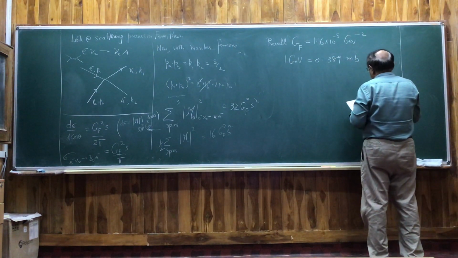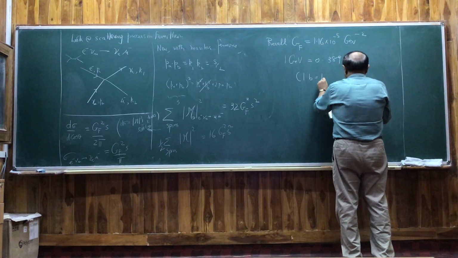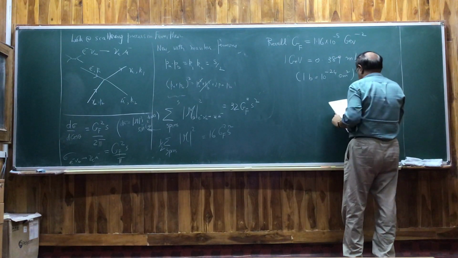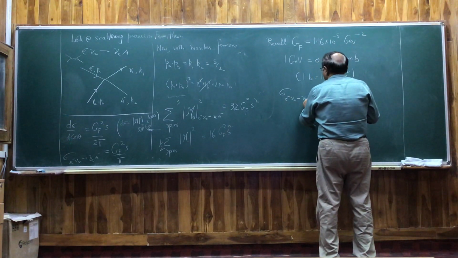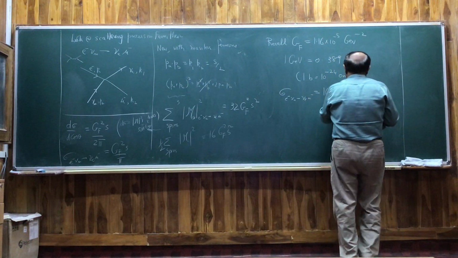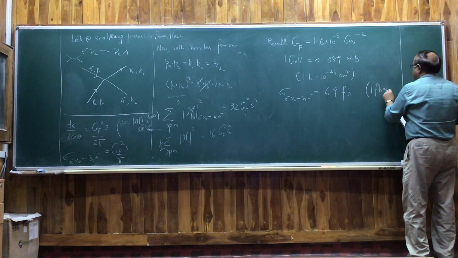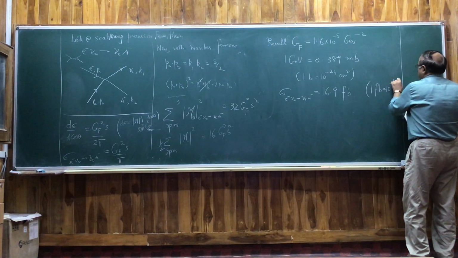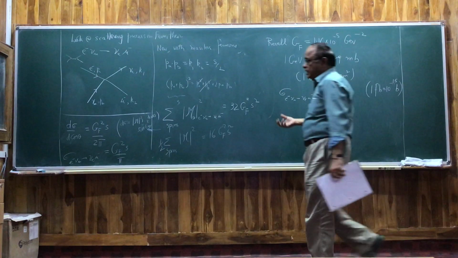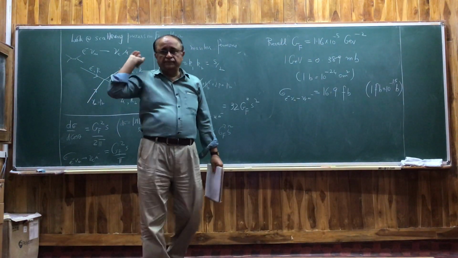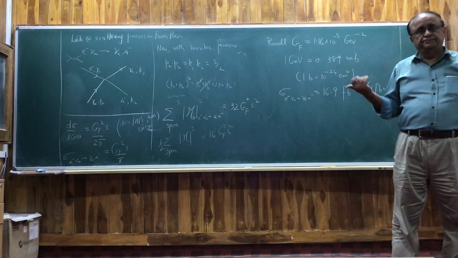So again, to remind you, one barn was 10 to the minus 24 centimeter square. So putting all this in, sigma of e minus nu mu to nu e mu minus is 16.9 femtobarns. One femtobarn is 10 to the minus 15 barns. So you see, this is a very small cross section because there is this mass suppression coming from the heavy W. The coupling constant is very small, it's 10 to the minus 5, and it's very small because there is a mW square in the denominator. Is that clear?